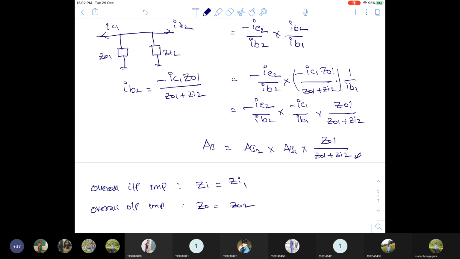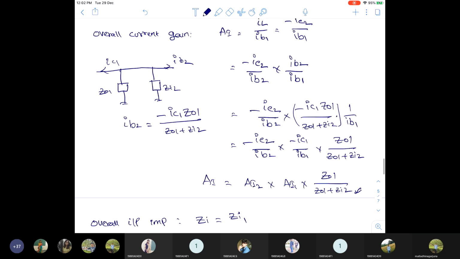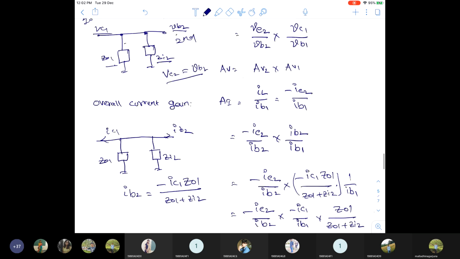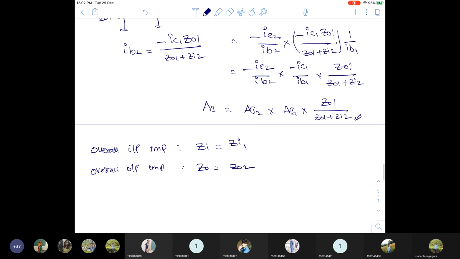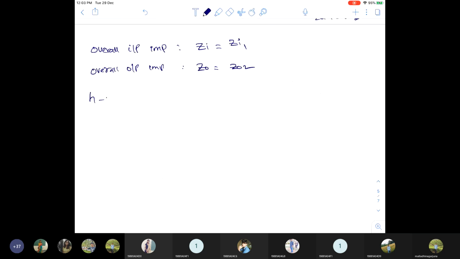Now we are going to calculate these individually. We know that AV equals AV2 into AV1. So we are going to calculate AV2, AV1, AI2, and AI1. Since the second stage is a CEC amplifier, we'll start with the second stage analysis. Now let us redraw the H parameter model.